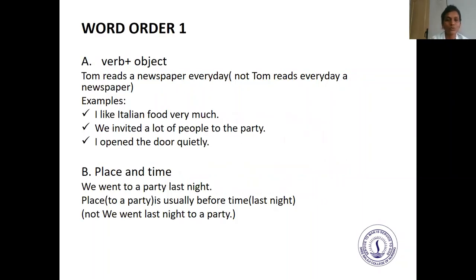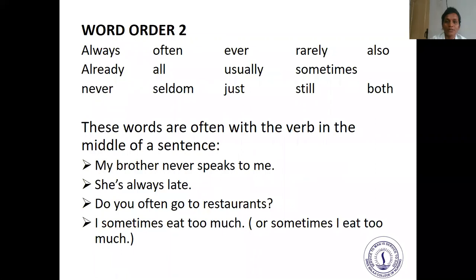Next main thing is word order. In word order, first I taught you verb plus object. Example, I like Italian food very much. So the verb always joins the object. And next is place and time. And in word order, I've taught you some hint words. These words are often with the verb in the middle of a sentence.